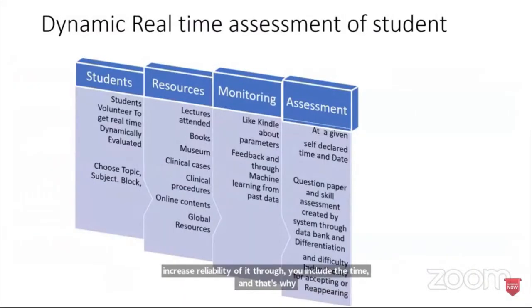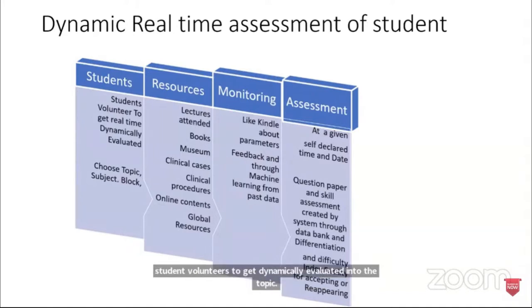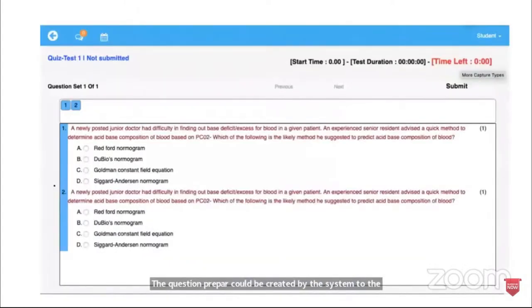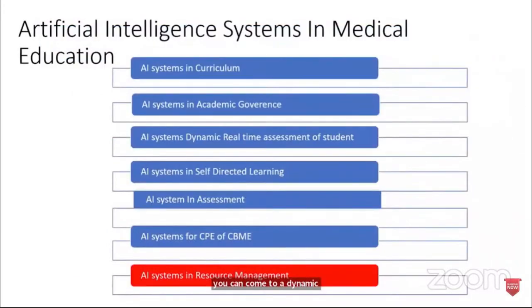And that's why we are suggesting what is called a dynamic real-time assessment of the student. The student volunteers to get dynamically evaluated, and he chooses the topic. Then the system will find out his resources: lectures attended, books, clinical cases, everything done. And then it will monitor. At a given time, when the student wants to get assessed, the question paper could be created by the system from the data bank, and then it could be directly assessed. I think these are the question papers which can come through a dynamic process, and I think that is one of the things which is going to change the picture.